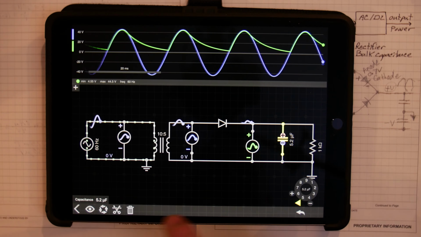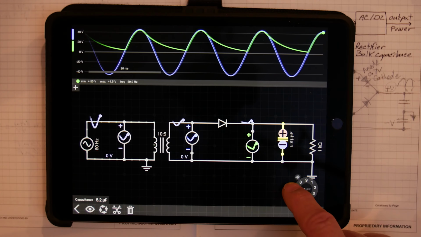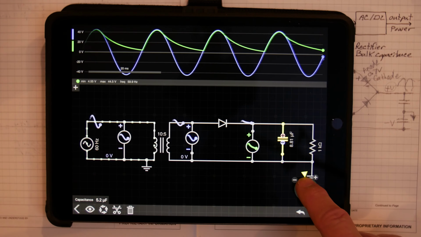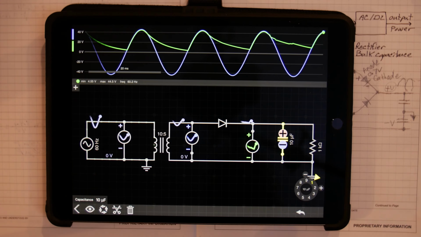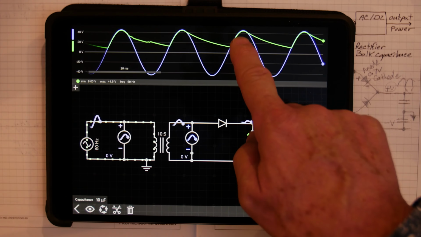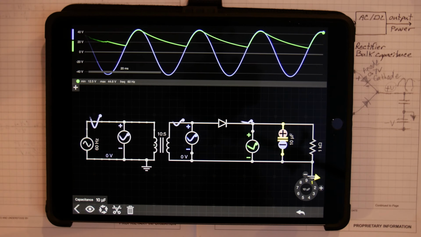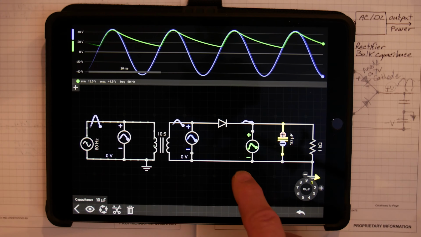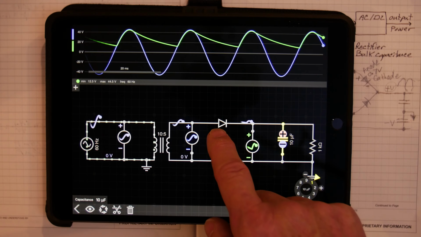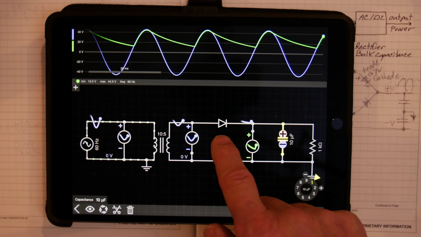Let's make that capacitor larger. Okay, there's 10 microfarads. So at 10 microfarads, you can see that it charges and then it drops down, charges, comes down. Now, what I want to show you is an important parameter, the peak current going through this diode.